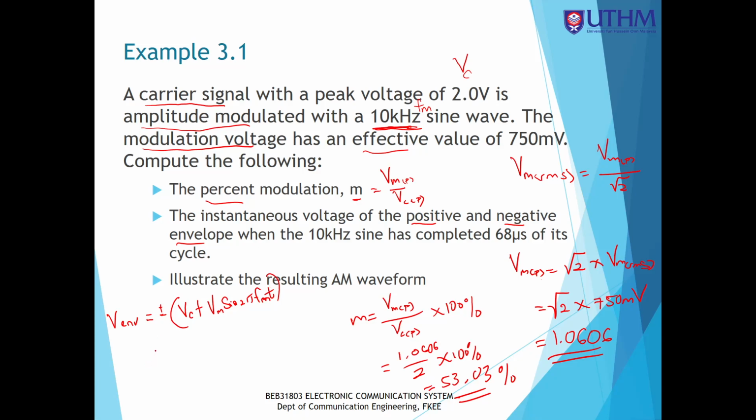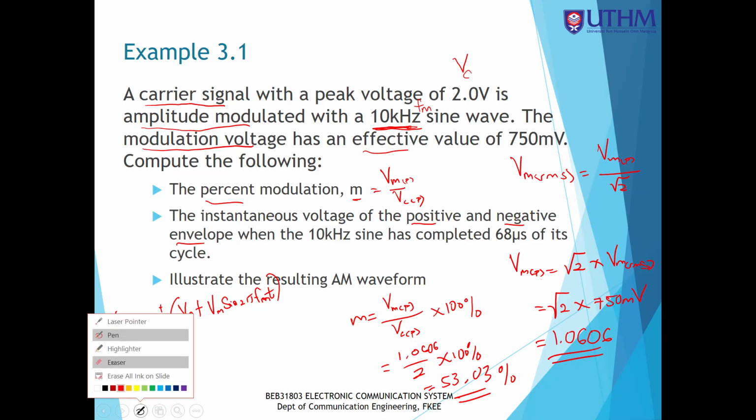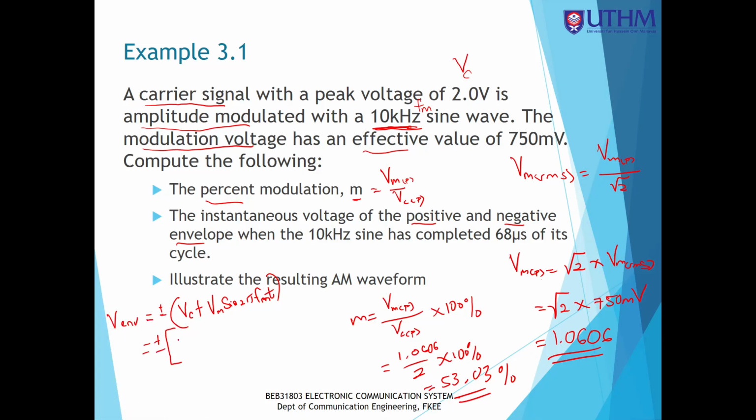So this is equal to plus minus bracket 2 volt plus VM, which is 1.0606, sine 2 pi, FM is 10 kilohertz, times 10 kilo, times 68 times 10 to the power of minus 6, 68 microseconds. Okay, and then close bracket.